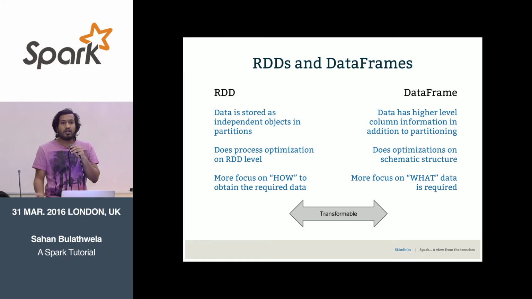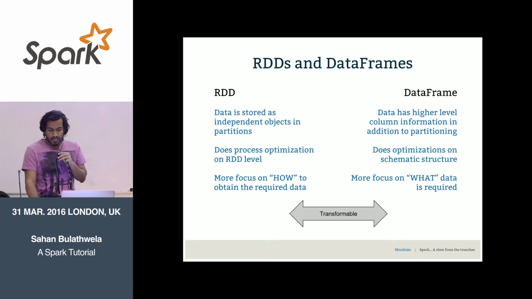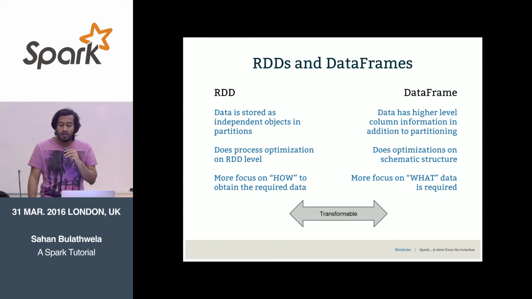For example, if we know that the age column is an integer, Spark can figure out what range of values this data would carry, what would be the best compression algorithm, and what would be the best way to store and transport this data. So using this, data frames allow you to optimize further on how the data is being transformed.